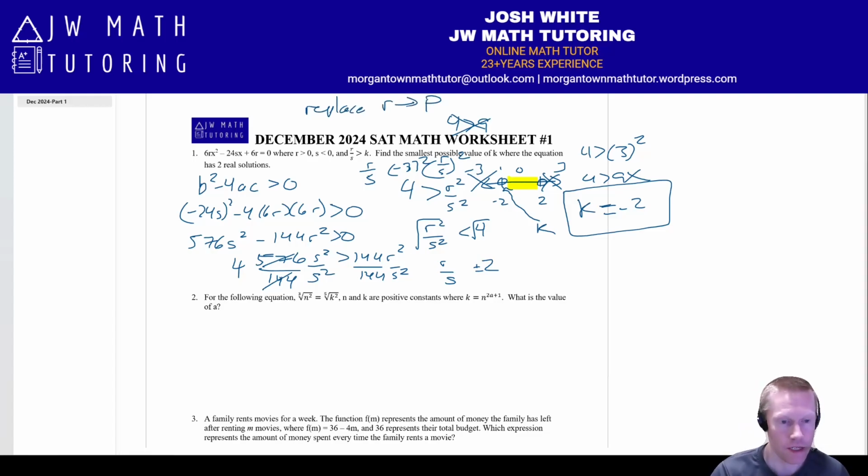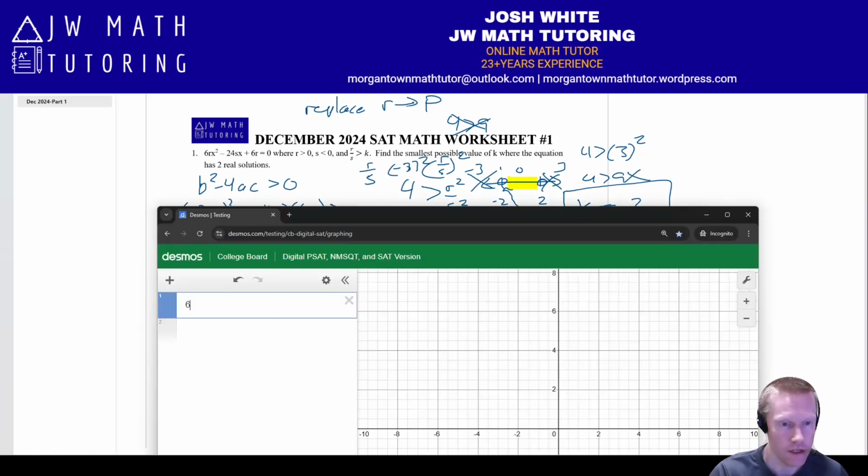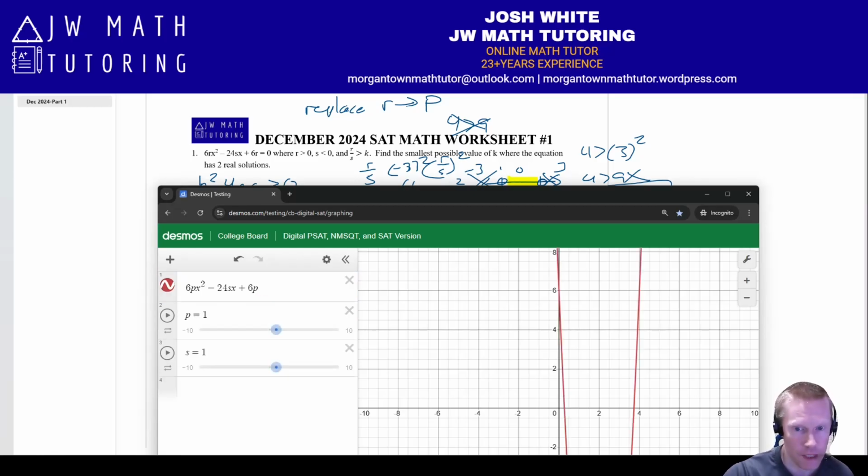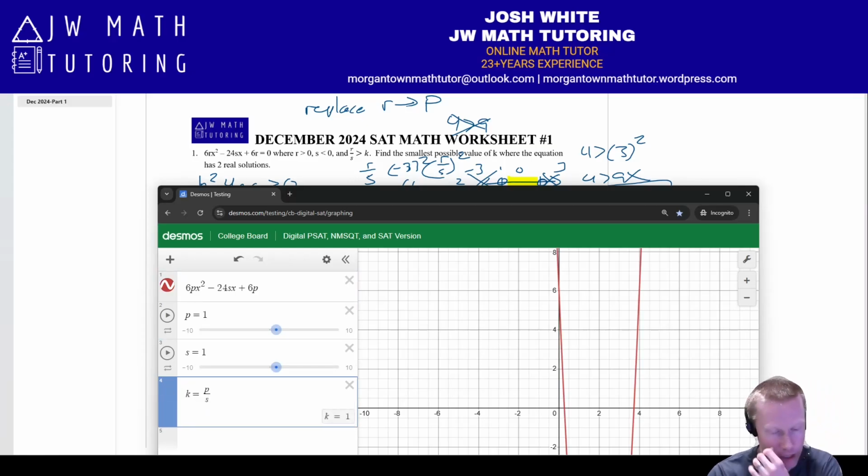The reason I do that is because in Desmos, R is defined to be the radius of a circle. So we can't technically use R. If we try to use R, it'll mess up the problem and won't work out properly. So every R I replace with a P. I'm also going to get rid of the equal 0 because I really want to graph this thing and look for the solutions as x-intercept values. So we've got P, we've got S here, and essentially our K value is P over S, or R over S.